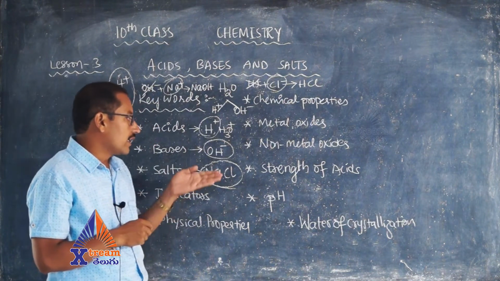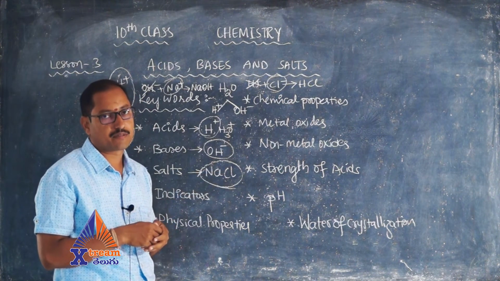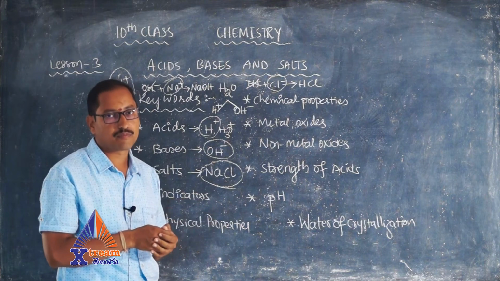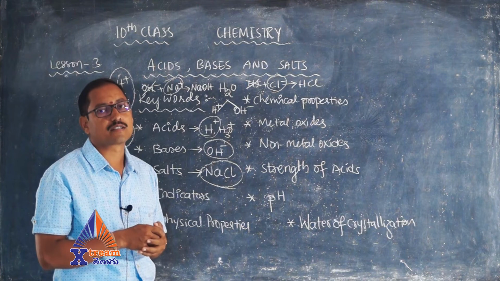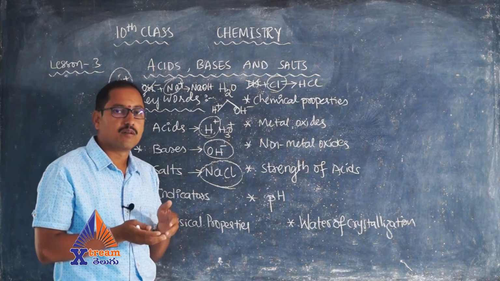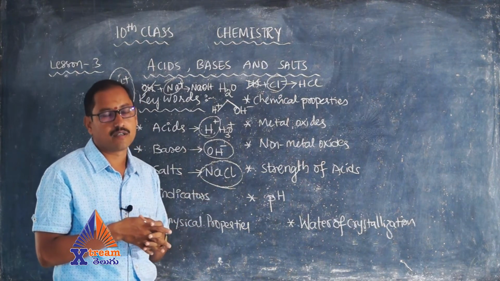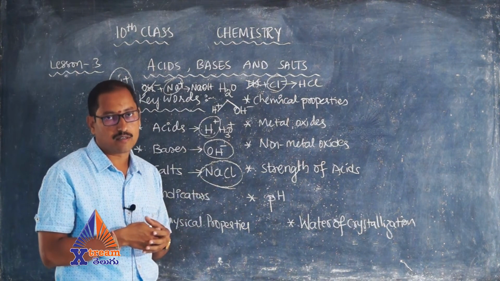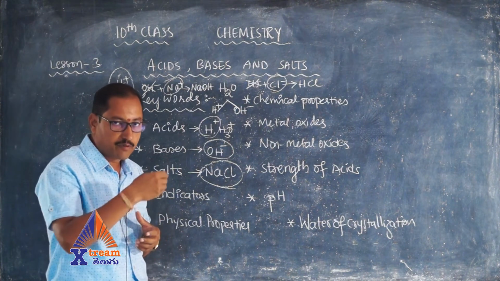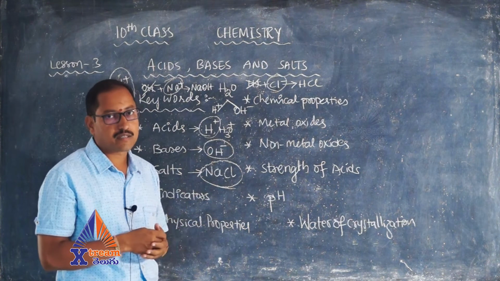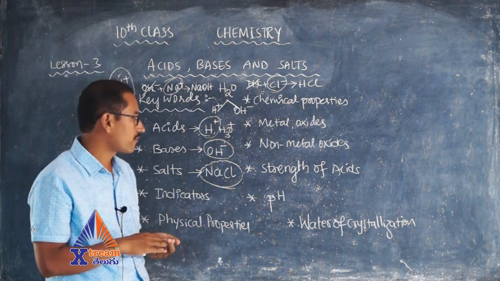Now, if the salts are made up of strong acid and weak base, then they are called acidic salts. Or weak acid and strong base, then they are called basic salts. When acid and base are mixing, the salts are forming. If they are of equal strengths, then neutral salts are obtained. In future, as we discuss the lesson, we will understand what are acidic salts, basic salts and neutral salts.